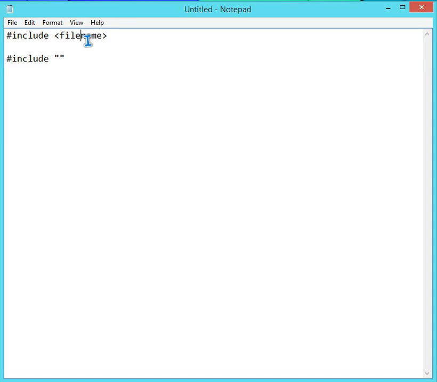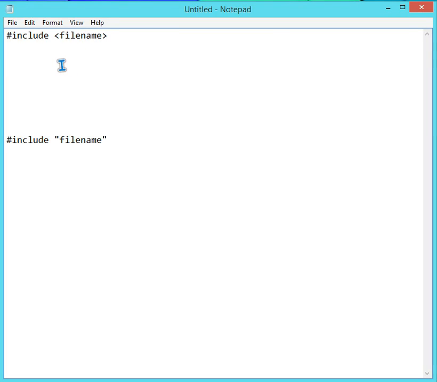So what is the difference between these two forms of including files in a programming language, and when are they used? Let's talk about the first one. This particular inclusion or preprocessor directive is used when the IDE or the compiler has defined a place where to look for this file name.